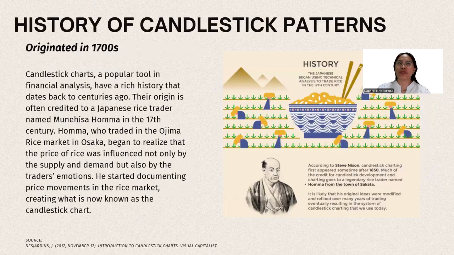Let's begin by exploring the fascinating history of candlestick charts. These charts originated in 17th century Japan, introduced by a visionary rice trader named Munihisa Huma. While trading in Osaka's Ujima rice market, Huma made a groundbreaking observation. Rice prices were not only influenced by supply and demand, but also by the emotions and psychology of traders. Recognizing this, he documented price movements in the rice market, creating a system that would later evolve into what we now know as candlestick charts, a cornerstone of modern financial analysis.